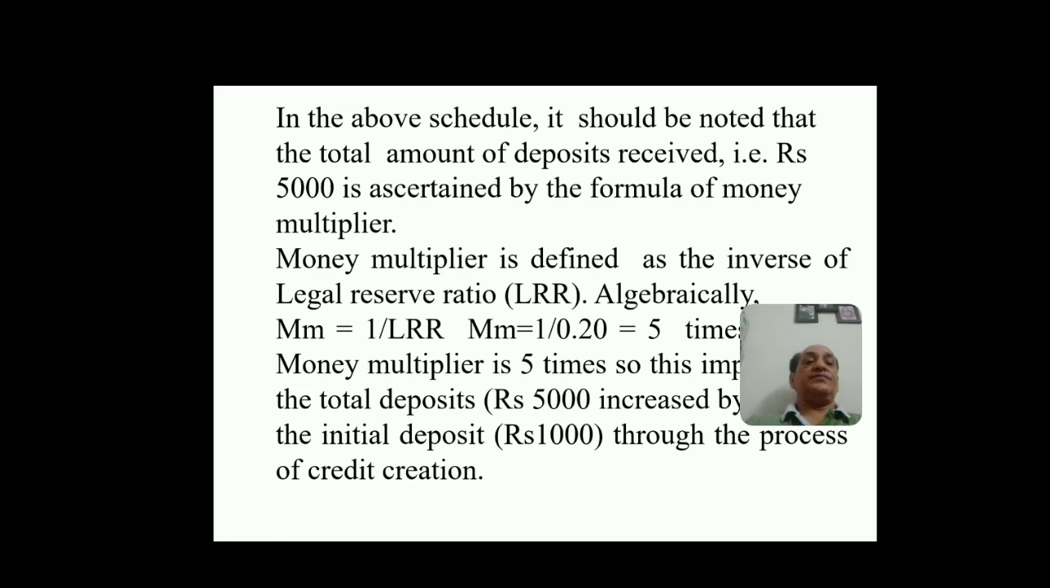In the above schedule, it should be noted that the total amount of deposit received, that is 5,000, is ascertained by the formula of money multiplier. The money multiplier is defined as the inverse of legal reserve ratio, LRR. Algebraically, money multiplier MM is equal to 1 upon LRR.